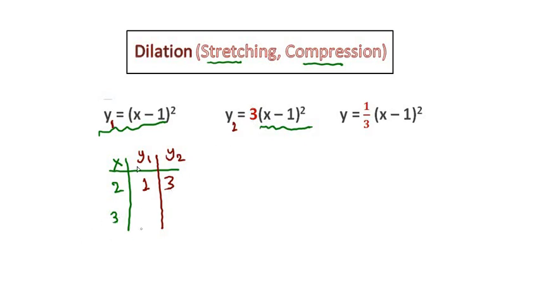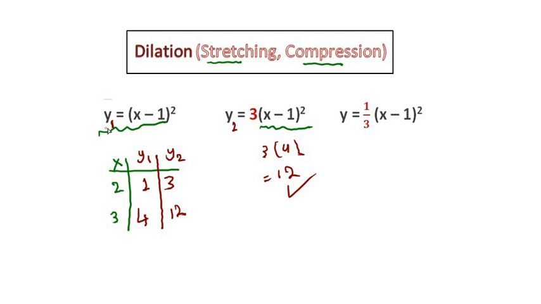Let's try it for the 3. 3 minus 1 is 2, 2 squared is 4. I expect that it will be 3 times bigger, so this is gonna be 12. Let's try if it's 12 or not. 3 minus 1 is 2, 2 squared is 4. 4 times 3 is 12. So yes, it is stretched by a factor of 3.